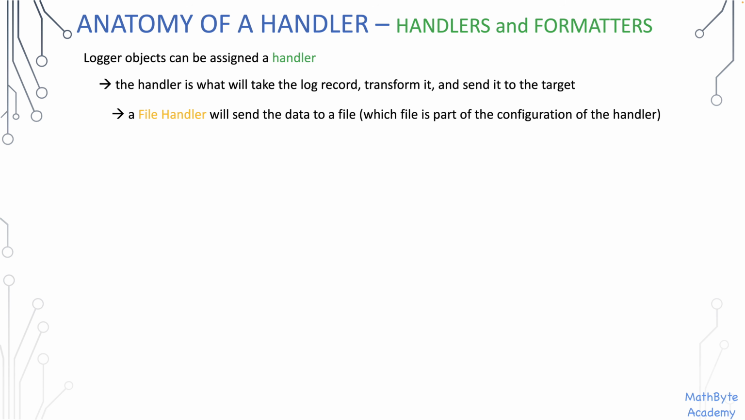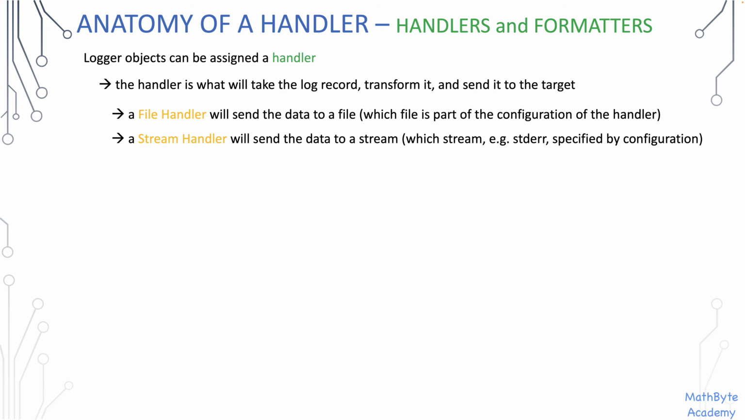So a file handler will send the data to a file. Now, which file? That's going to be part of the configuration of the handler, right? But we don't have to write the code to write to the file. We just need to configure the file handler. A stream handler will send the data to a stream. So for example, we can configure it to send it to standard error. But again, this is going to be specified by configuration. And of course, you can write your own custom handlers if you want, but that gets pretty advanced.